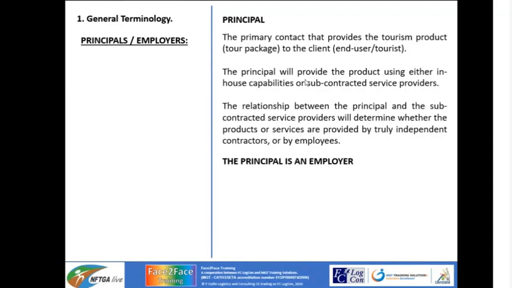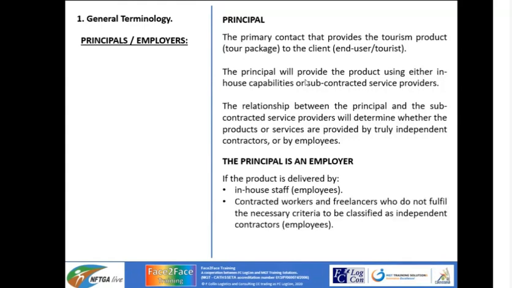So if we consider the principal as an employer, when does this happen? This happens if the product, in other words, the tour or the tour package, is delivered by employees, that could be in-house staff, full-time employed tourist guides would be employees, or by contracted workers and freelancers who do not fulfill the necessary criteria to be classified as independent contractors.